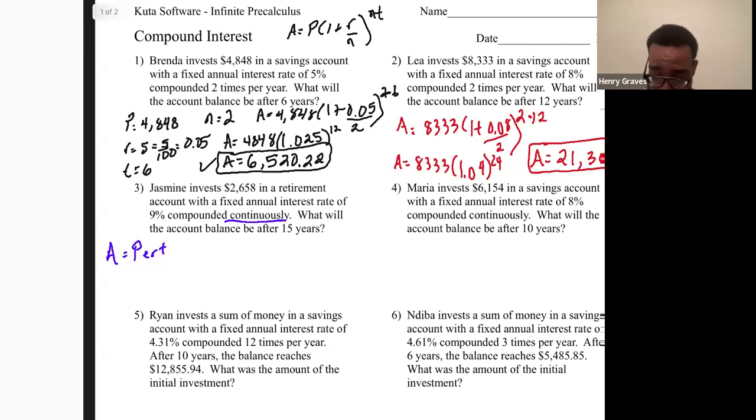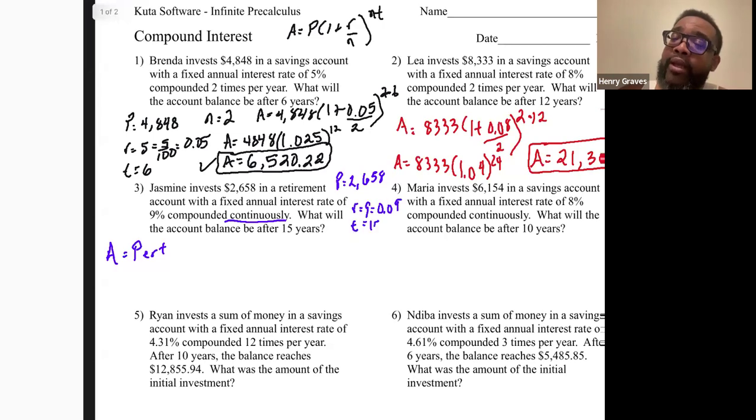Oops. Let me see. I think I did it before. Yeah, I did. E to the first power. So E is approximately 2.71, right? That's one of those irrational long numbers. But either way, I know for number three, my principal amount is going to be 2,658. I know the rate is going to be 9%, which is 0.09. I know the time is going to be 15 years. And that's all I need to solve this problem, right?